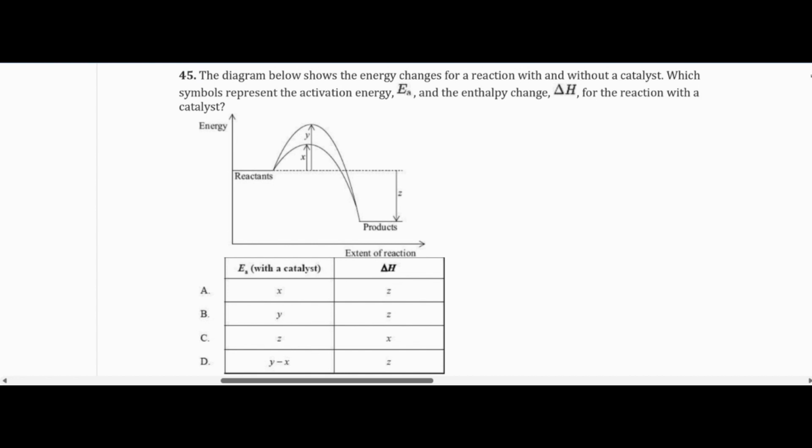45. The diagram below shows the energy changes for a reaction with and without a catalyst. Which symbols represent the activation energy and the enthalpy change for the reaction with a catalyst? So the activation energy with a catalyst will be this one, from here to there, X. The enthalpy change will be Z because we're looking at this change, and that's A.